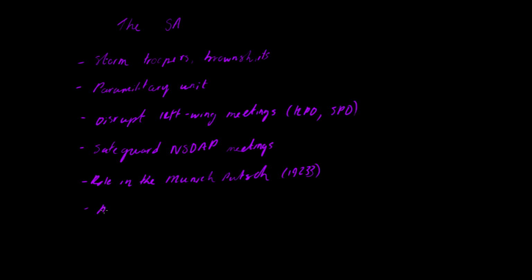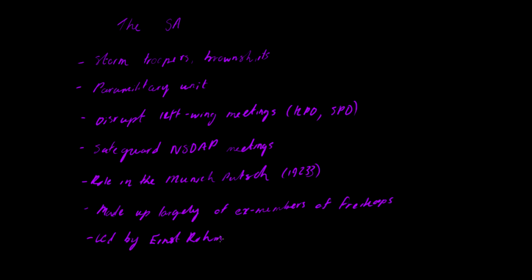And the SA was made up largely of ex-members of the Free Corps, who were ex-nationalist soldiers. And the SA was actually led by Ernst Röhm, who was later assassinated in the Night of the Long Knives. Supposedly because he was planning a coup, but this just ended up to be false. It was a false justification for Hitler to kill him.